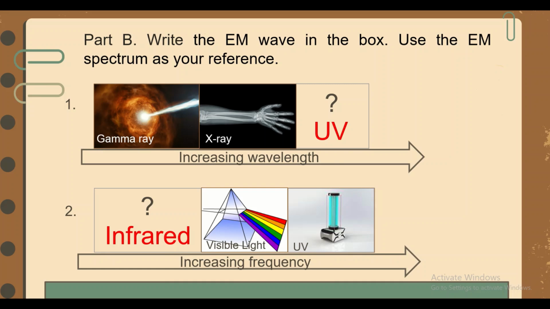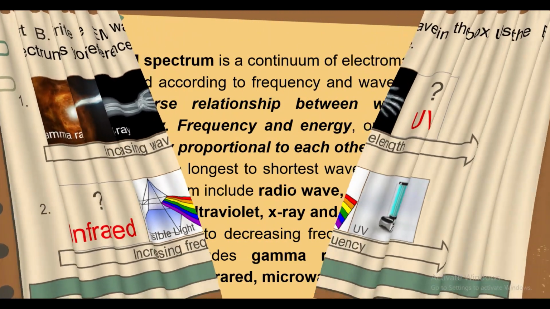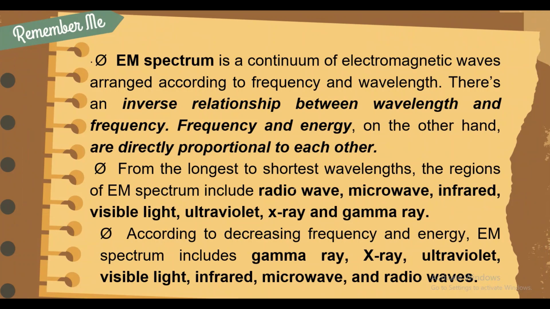Okay. So now we will summarize what we have learned about the electromagnetic spectrum. So let's define electromagnetic spectrum again. It is a continuum of electromagnetic waves arranged according to frequency and wavelength. Now, if we talk about relationships, there's an inverse relationship between wavelength and frequency. Frequency and energy, on the other hand, are directly proportional to each other.